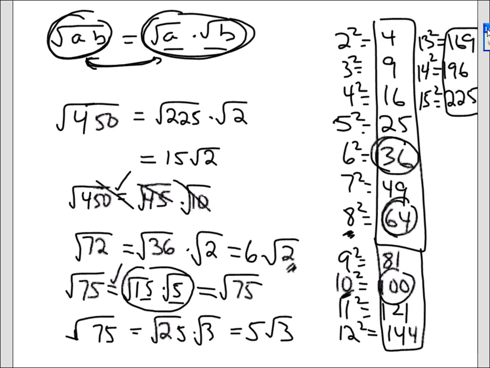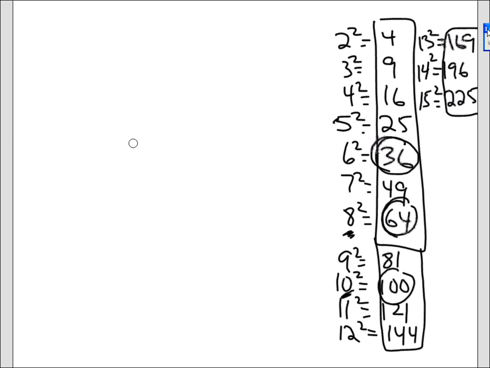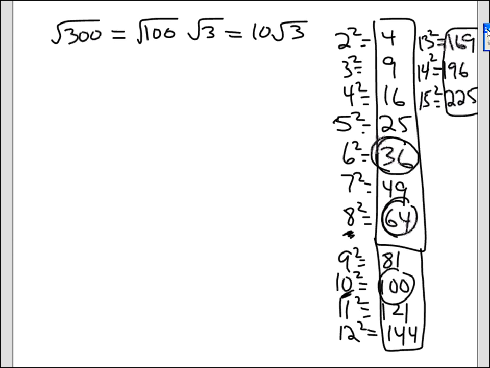Let's try some more. You must know this list on the right, or at least be able to generate it. That's what I always mean when I say know the list. 2 squared, 3 squared, 4 squared, 5 squared, 6 squared, etc. You need to know those numbers. If you were asked to calculate the square root of 300, you should realize 300 as 100 times 3, not 75 times 4, for example. I know the square root of 100 is 10, and the square root of 3, I don't know, nor can I break it down. But I didn't know the square root of 300 either, but I broke it down.